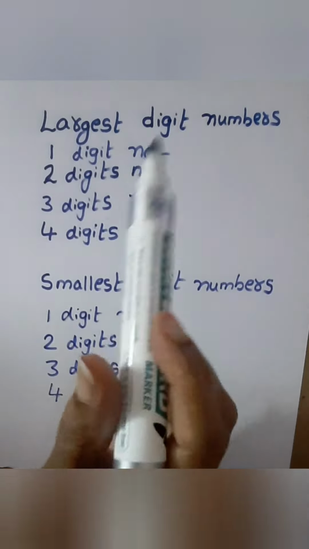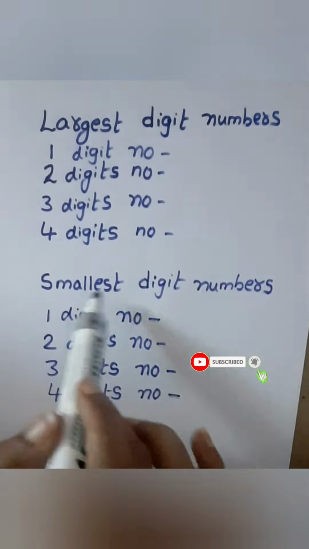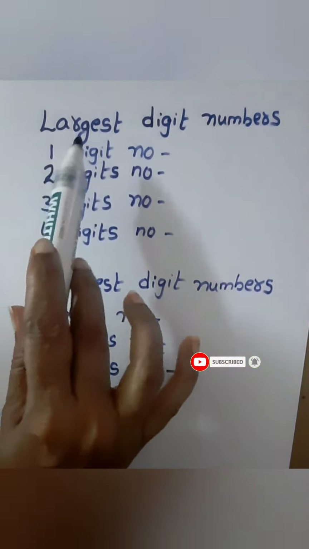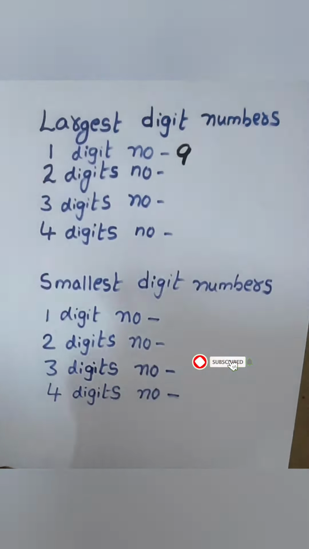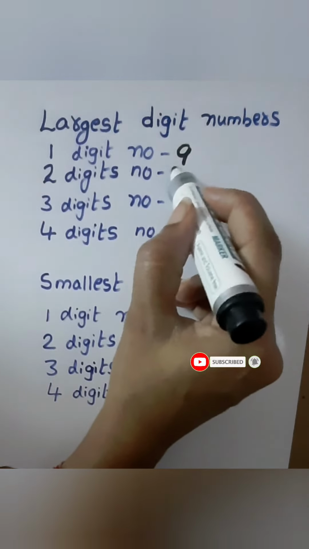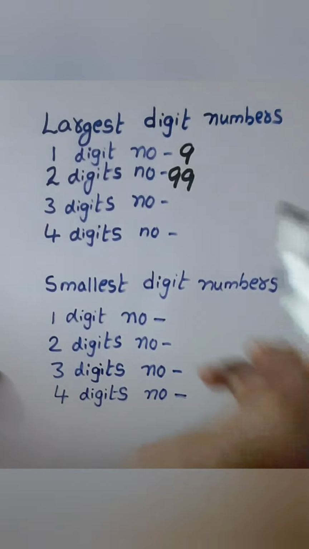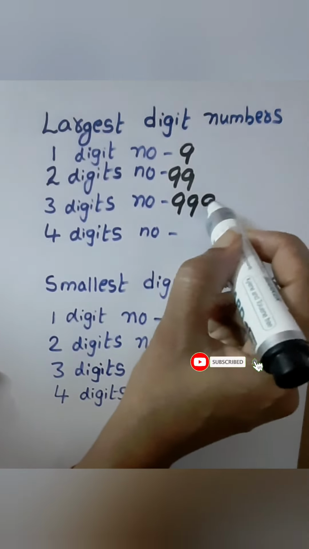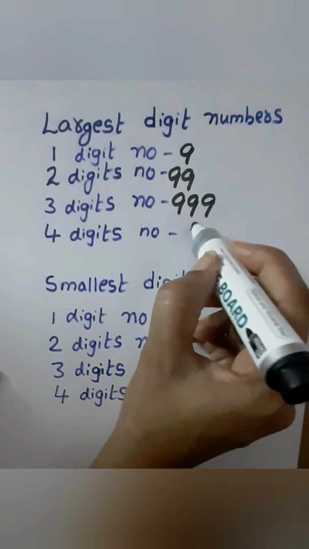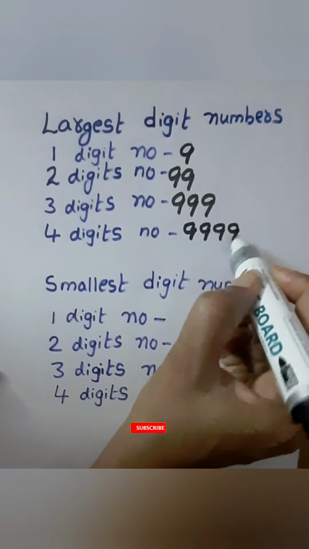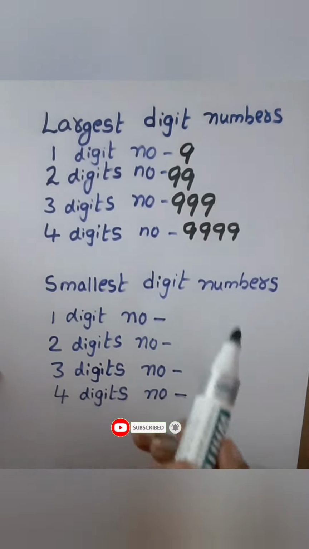Okay. Let's get into the second topic: largest and smallest digit numbers. Largest one-digit number: 9. Largest two-digit number: 99. Largest three-digit number: 999. And the largest four-digit number, can you guess this answer? Yes, 9999.